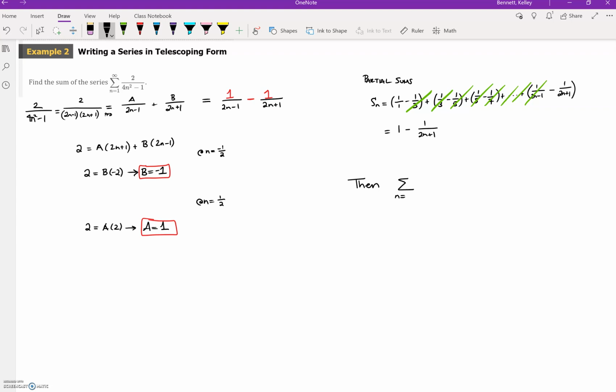So then if I wanted to compute the series from 1 to infinity of 2 over 4n squared minus 1, this is the same thing as computing the limit as n goes to infinity of S sub n. And we have a nice form for S sub n. So this is the limit as n goes to infinity of 1 minus 1 over 2n plus 1. And again, this is another straightforward limit. So 1 over 2n plus 1 goes to 0 as n goes to positive infinity. And so we're left with 1. And we say that the series converges.